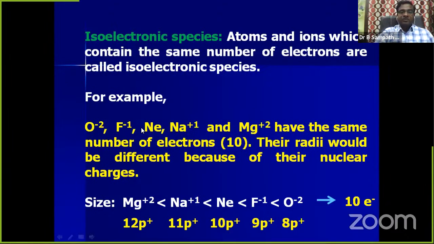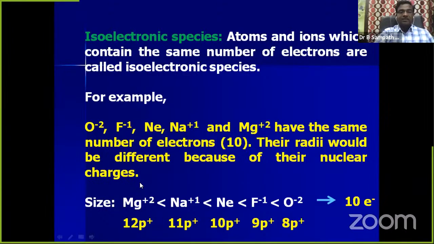So actually, here what is the structure of atom? What can we assume? In the center, the nucleus is there. In that, protons are there, and around that nucleus electrons are there. But in all these particles, only 10 electrons are there. So we can assume that the radius of all these particles is the same. But their radii would be different because of their nuclear charges.